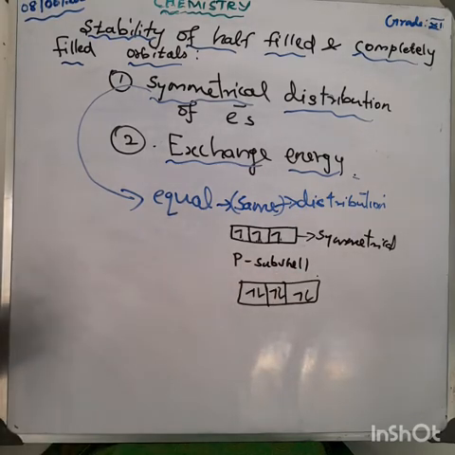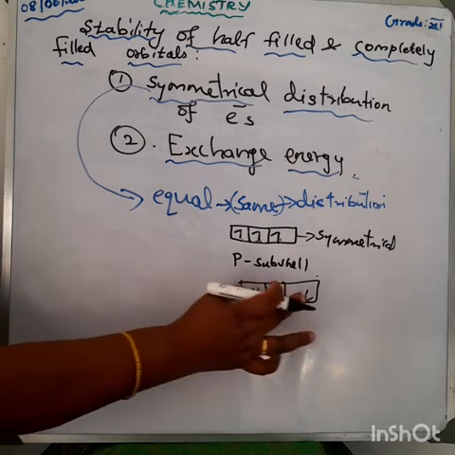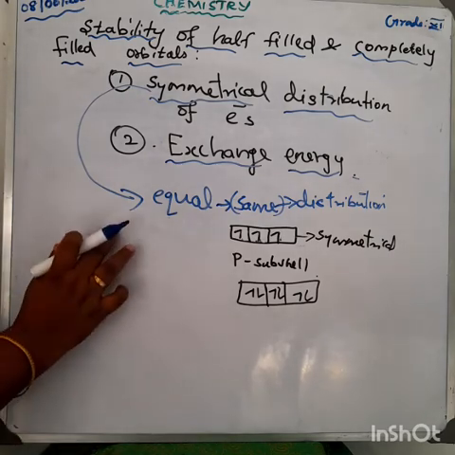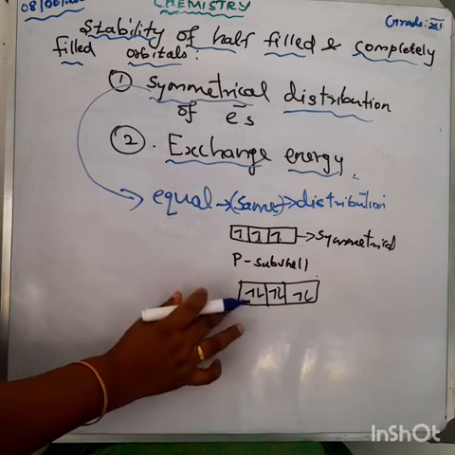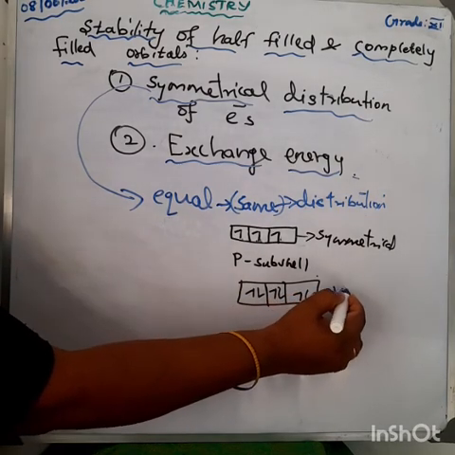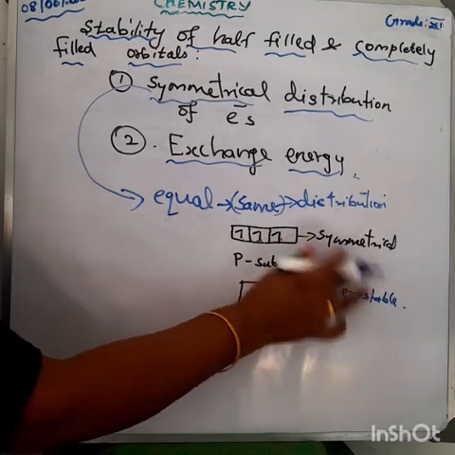All the 6 electrons are strongly attracted by the nucleus. So it is difficult to remove the electrons from this outermost orbital, so it becomes very stable. So a half-filled or completely filled orbital is very stable because of the symmetrical distribution.